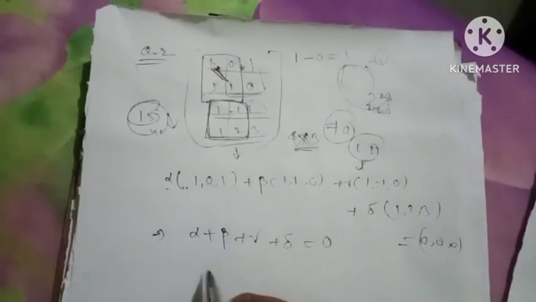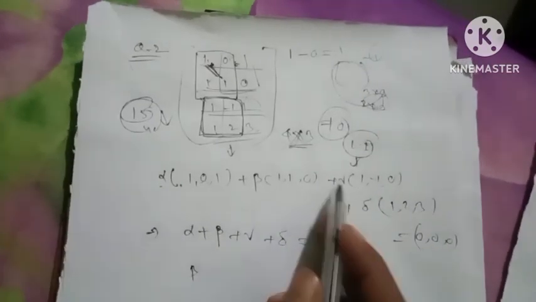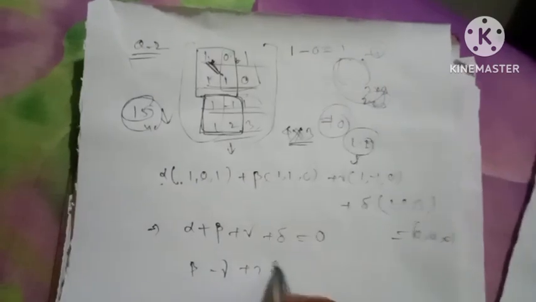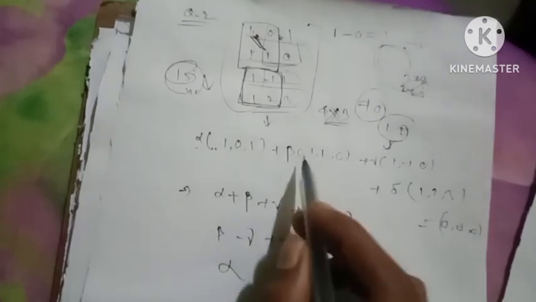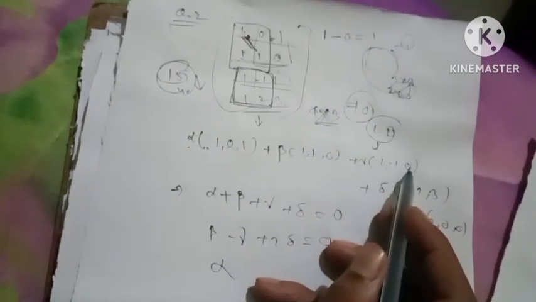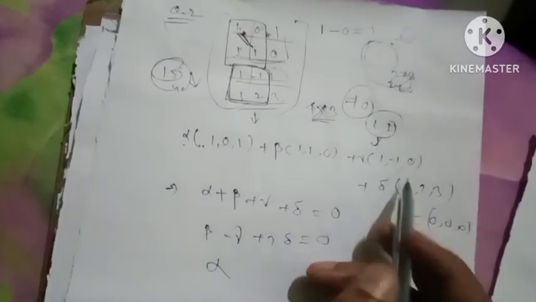So beta into 1, beta plus minus gamma and 2 delta will be 0. And another one will be alpha into 1, alpha, and beta into 0 will be 0, so beta will not be required, and gamma into 0, gamma is also not required.